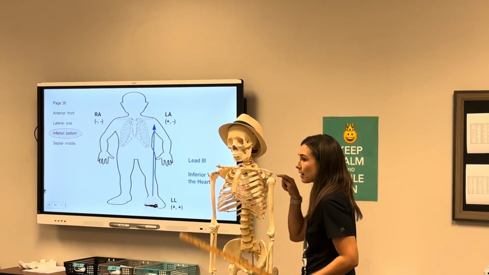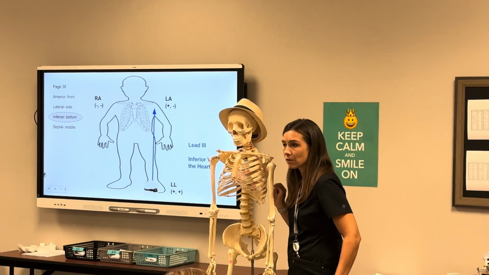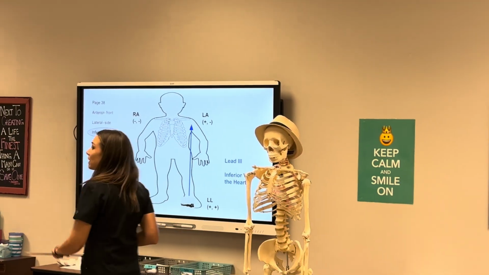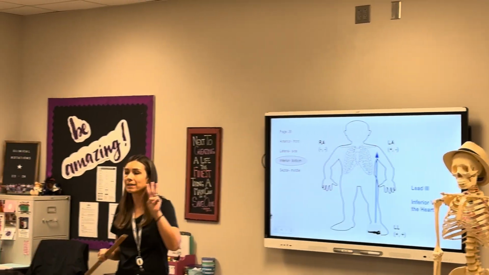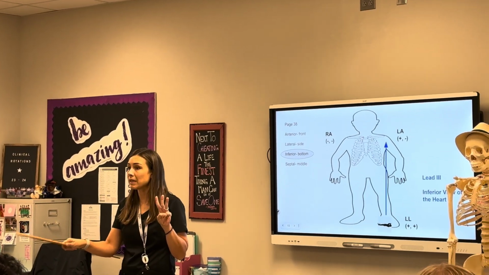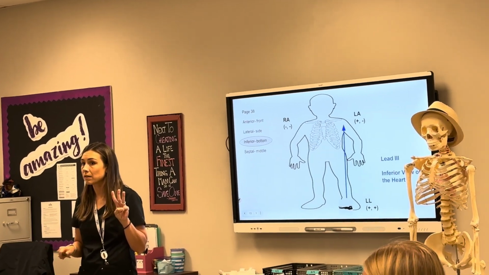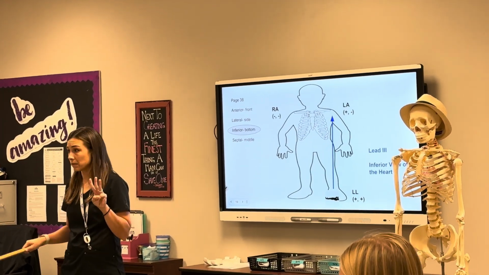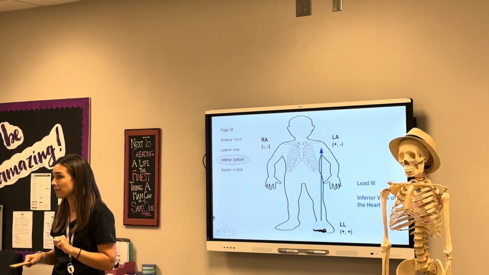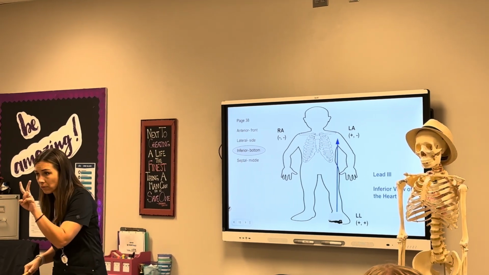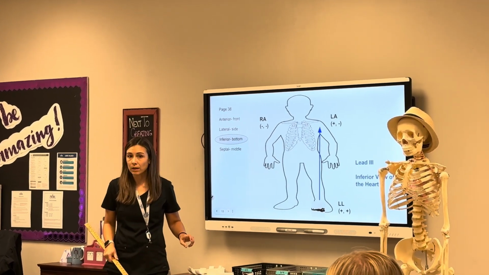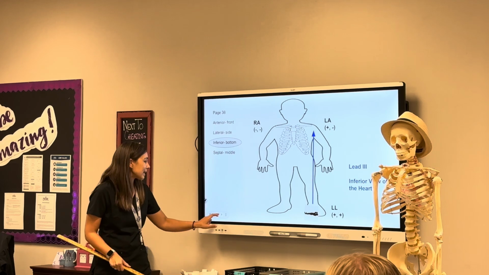Whereas over here, should my lead 1 look like my lead 2 or my lead 3? No. And lead 1, 2, and 3 are all what type of leads? Limb leads, but what type of limb leads? Bipolar limb leads. 1, 2, and 3 are all bipolar limb leads because they use how many electrodes? 2. Are we lost? Hang in there. We're going to get there.